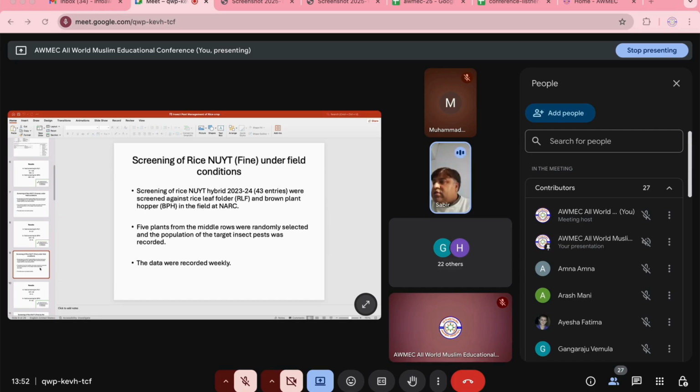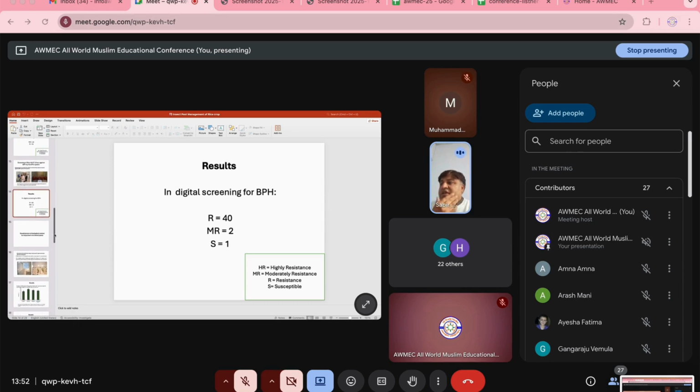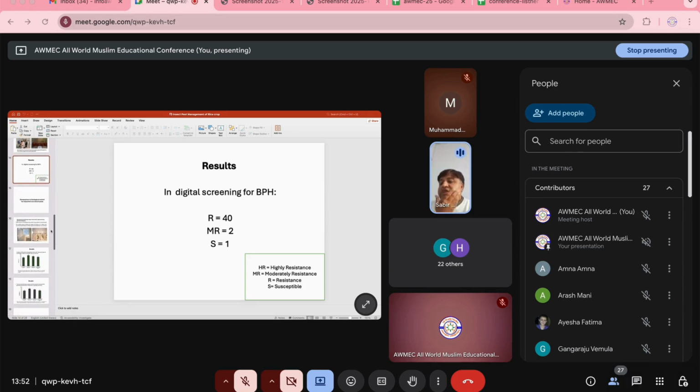You can see in the pictures in slide 13, I'm using this technique to screen the rice varieties against brown plant hopper. And these are the actual real-time data we received during our work. We have screened 43 entries against brown plant hopper. Next slide. From 43 entries, one variety is susceptible, so it means we will not release this variety in Pakistan for farmer cultivation. So this host plant resistance is the first technique where we minimize the use of insecticide.